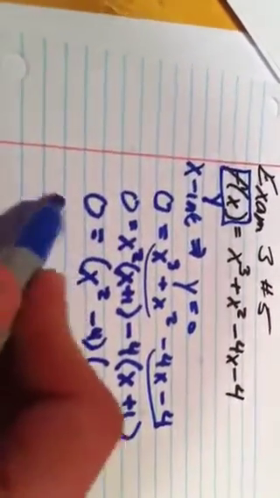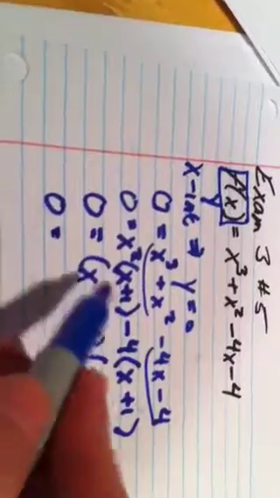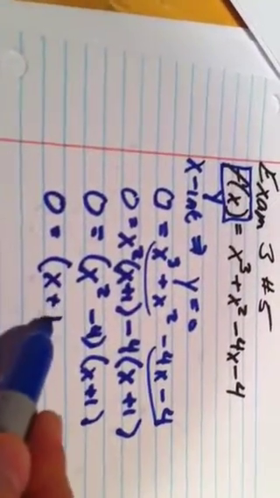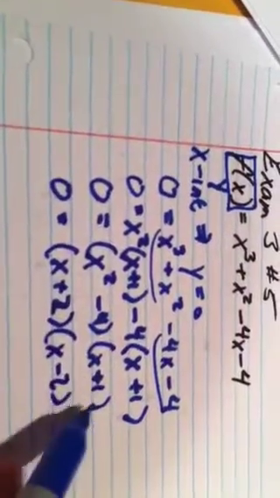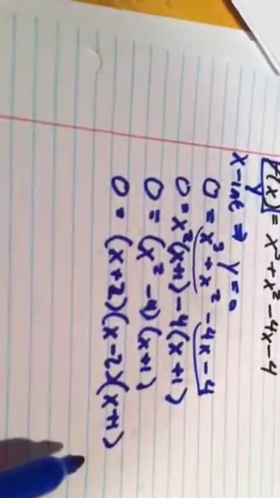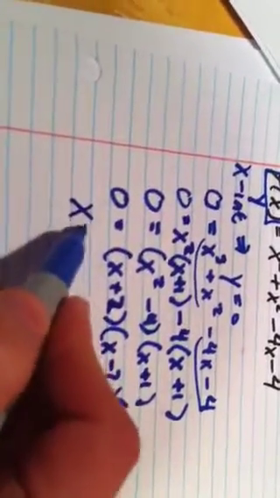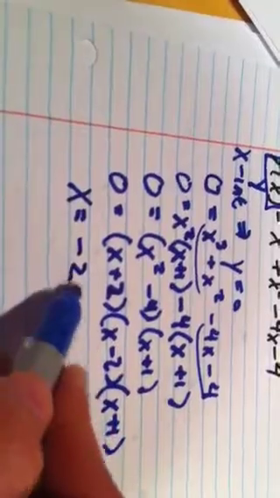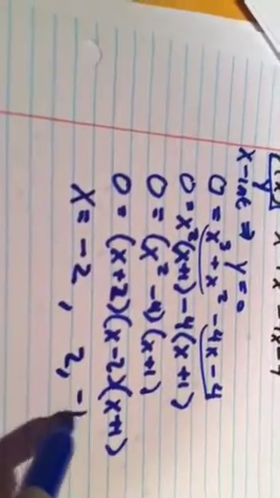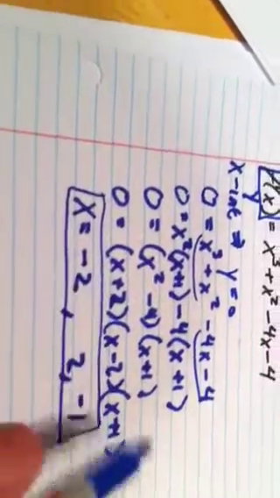This guy can be factored further. He's a difference of squares. So that's x plus 2, x minus 2, and this x plus 1 is still chilling there. So your final x-intercepts, if we set each of these to 0, we'll get negative 2, 2, and negative 1. So those are my x-intercepts.